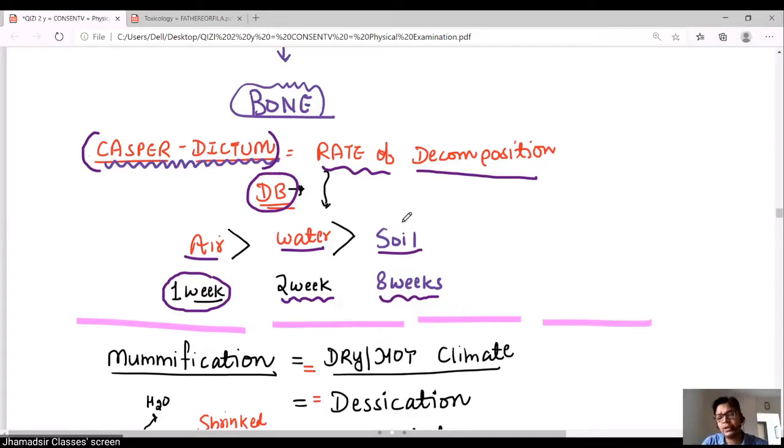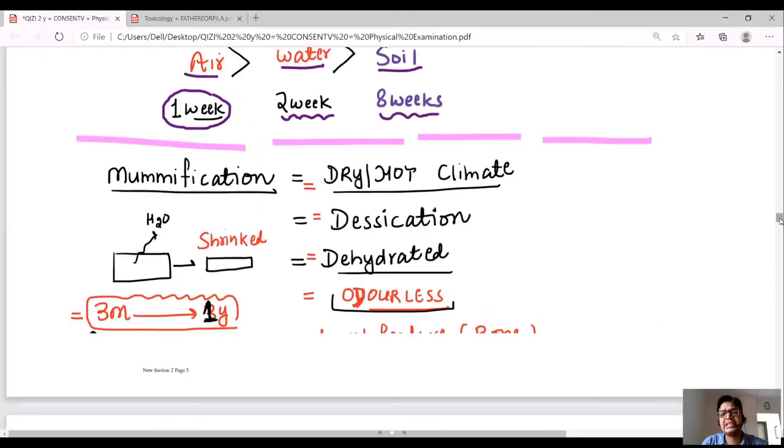Because maximum rate of decomposition is in air. This relation is known as Casper's dictum. Anyways, you answer in one line. Just give me the answer in rapid fire.